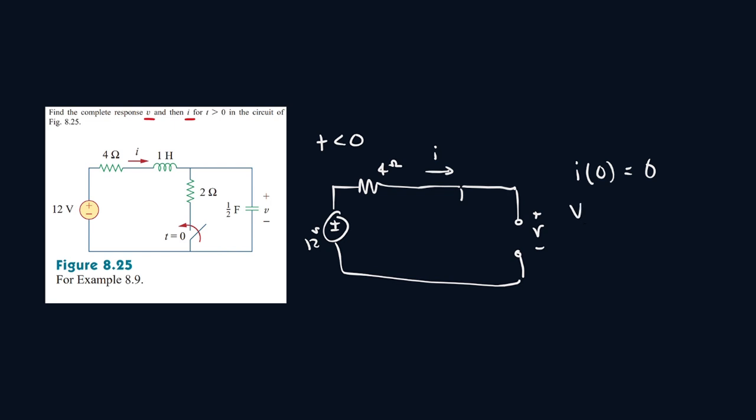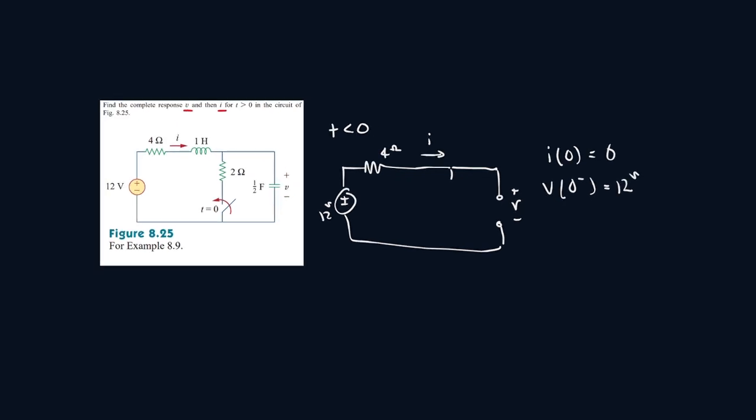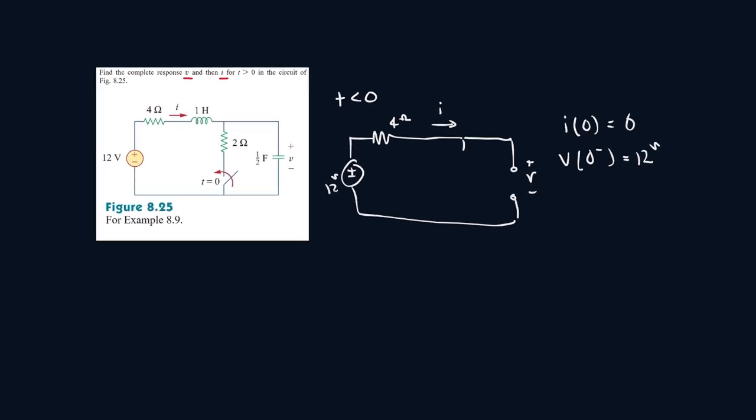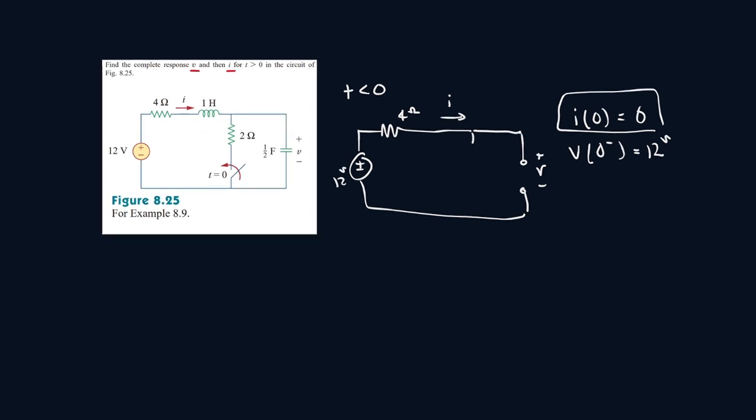And the voltage of the capacitor when t is less than 0, or 0 minus, is going to be equal to 12 volts. Okay? And the inductor current is going to be the same the second we flip the switch on, because the current passing through the inductor can't change instantaneously.